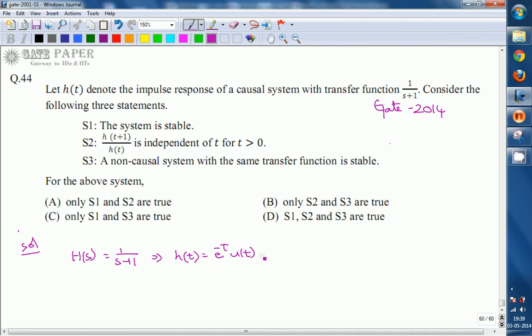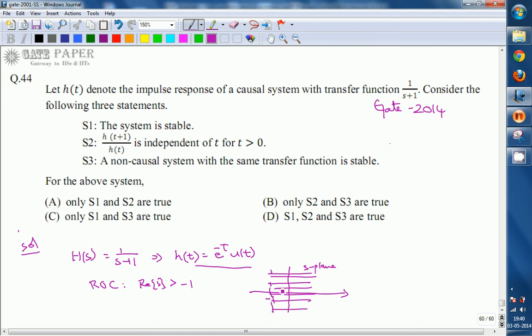So for this h of t, by calculating the transfer function, we will get H of s equals 1 by s plus 1 with an ROC of real part of s greater than minus 1. Taking this on the s plane, this is minus 1. So real part of s greater than minus 1 is the ROC here.